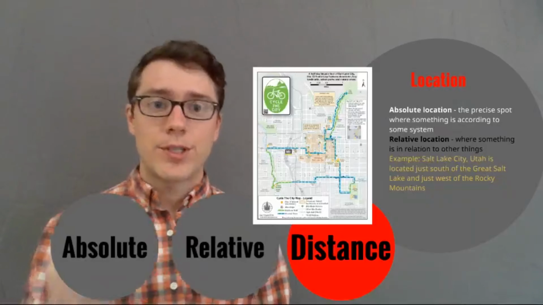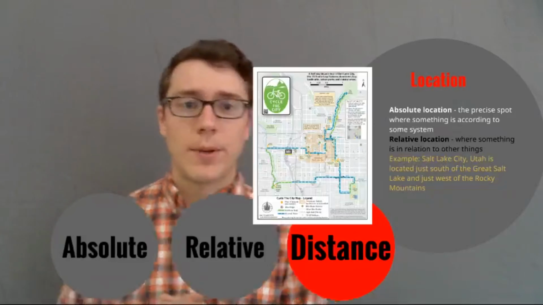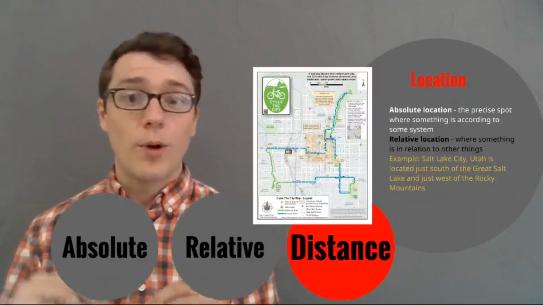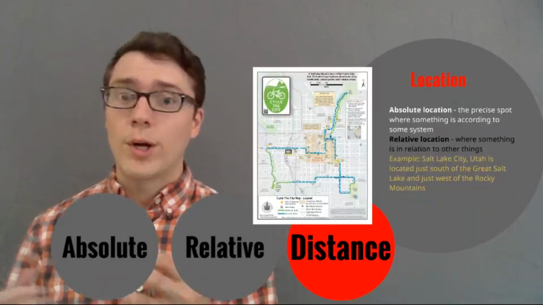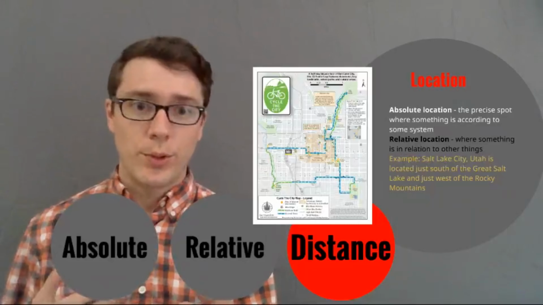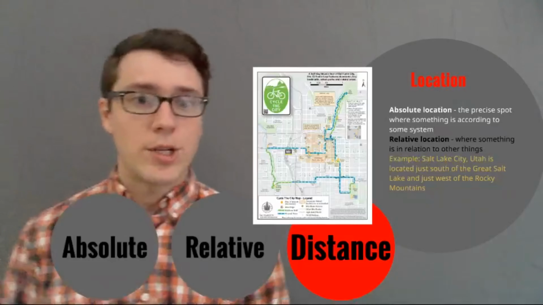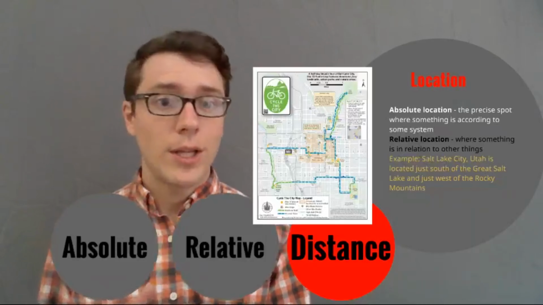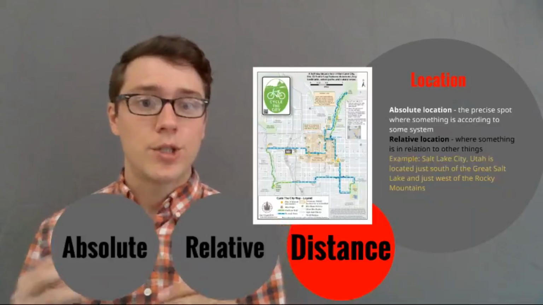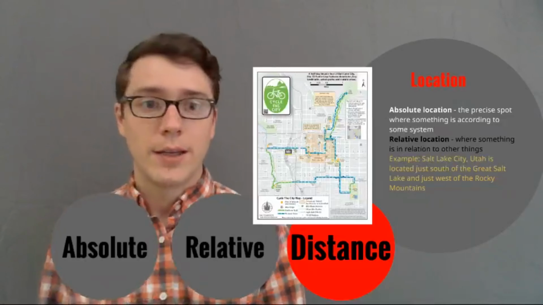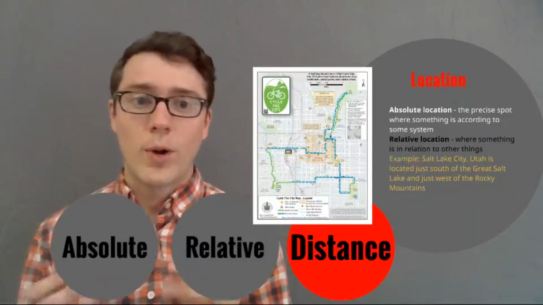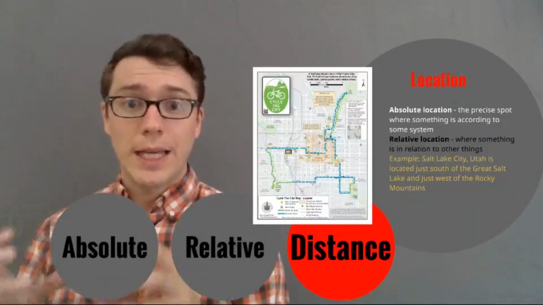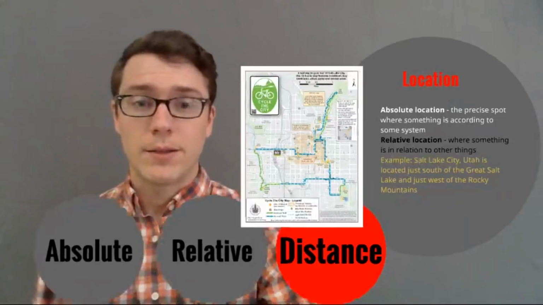Absolute location is the precise point where something is on the map. So you use some system in order to see where something is. So if I used a coordinate system or an address, that would give us our absolute location. A relative location is saying where something is relative to other things. So you'd say Salt Lake City, Utah, is located just south of the Great Salt Lake. And it helps you to understand where it is. Same thing if I said it was just west of the Rocky Mountains. You're using landmarks to understand where something is.